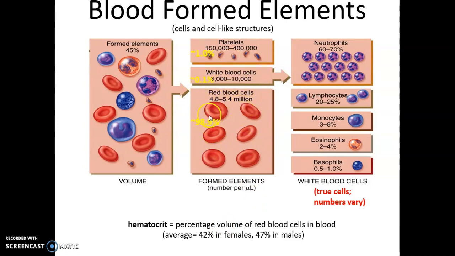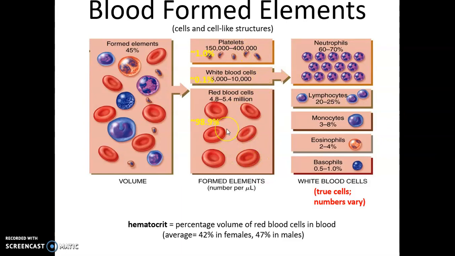98.9%. So almost all of the formed elements are the red blood cells, also known as erythrocytes. Then we have the white blood cells make up 0.1%. So these important cells for our immune response are really a tiny number of the cells found in the bloodstream. White blood cells are also known as leukocytes. And then about 1% of the formed elements are platelets, also known as thrombocytes.